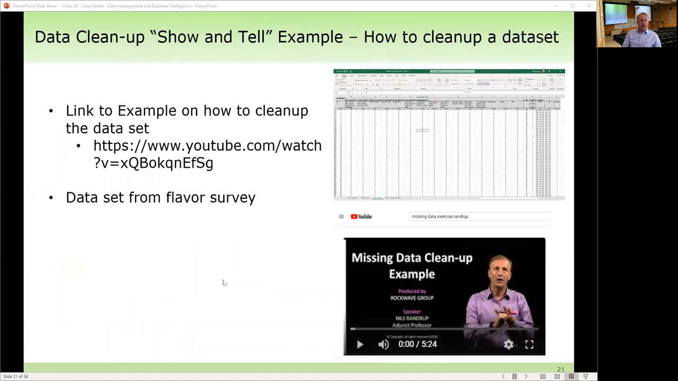Now, if you want to see an example of how data is actually cleaned up in practice, I have a little link for you here for a video. You can see the link here. You can find it on YouTube, where I go through a flavor study and a big data set, where I go through how you detect which cells are empty and which cells are erroneous, and then how you exchange or clean up that data set so you have a complete cleaned-up data set.